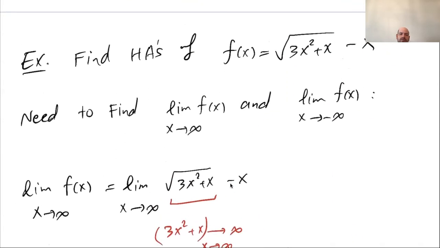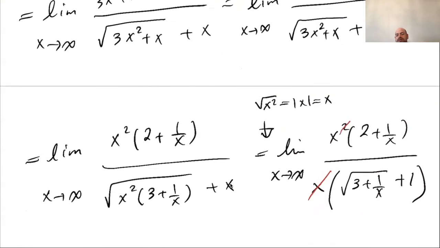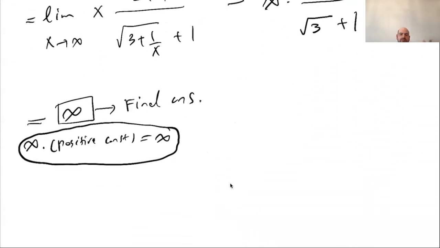So far we have no horizontal asymptote, because a horizontal asymptote happens if the limit as x goes to infinity is equal to a fixed real number. Right now the limit as x goes to infinity is infinity, which is not a fixed real number. So far we have no horizontal asymptote, but let's also calculate the limit as x goes to minus infinity. Maybe we'll get a horizontal asymptote in that case.